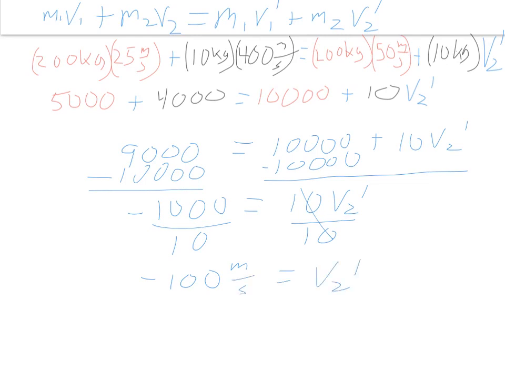V2 prime. Just again, the negative sign tells me the direction, so it's going to bounce to the left. And the 100 part, that is the speed of the cannonball. It kind of looks like a smiley face too, doesn't it?